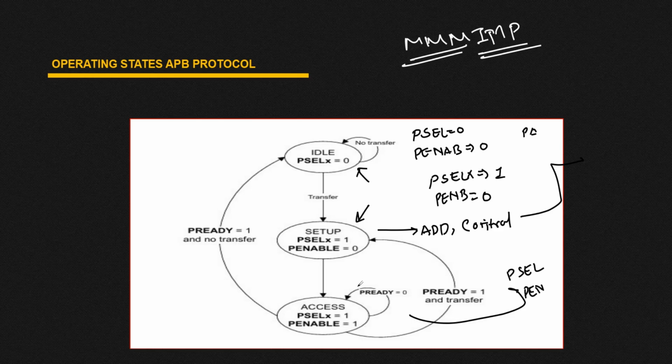So whenever your PSELECT and PENABLE signals are high and the PREADY signal is 0, that state is known as the wait state. In the wait state you have to keep this in mind, you are not going to change any address and control information.